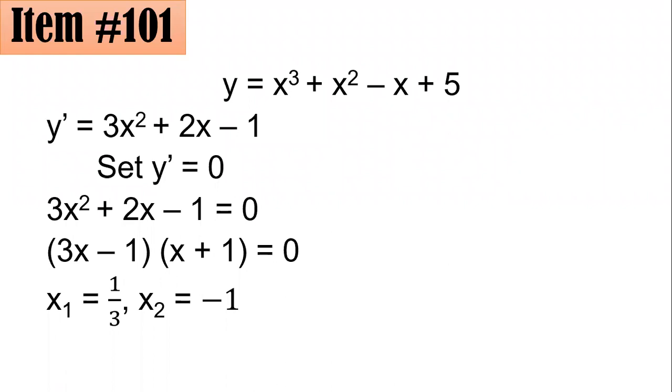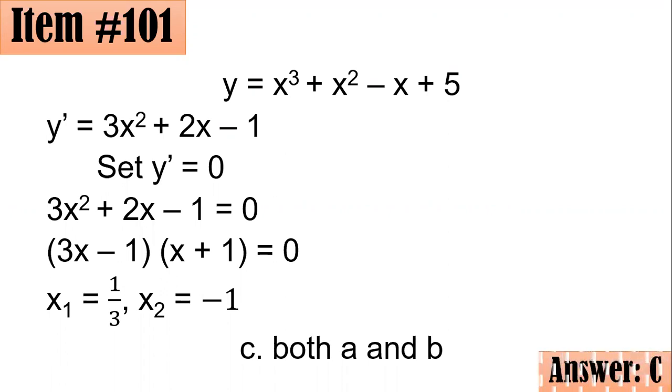Okay? Therefore, both A and B are actually correct. That's why letter C po yung ating tamang sagot. That's why if you are given a polynomial equation or function, all you have to do is get the first derivative and equate that first derivative to 0 po. Tapos, just solve for x, and whatever values of x you get could serve as the critical numbers. Okay, so thank you po sa lahat. No worries po. Letter C.